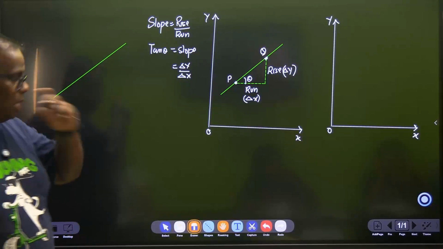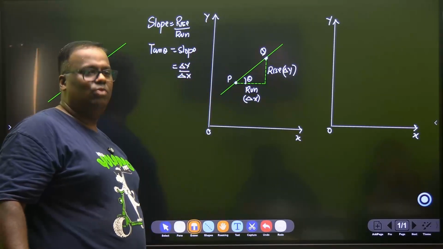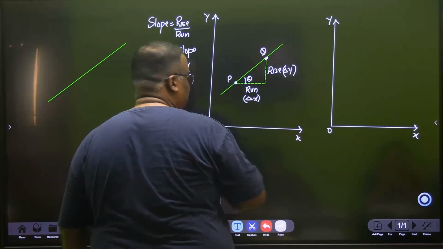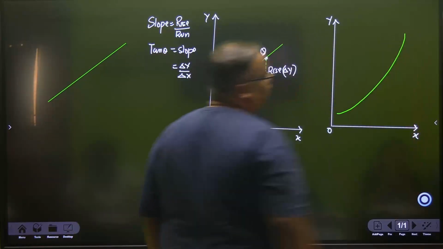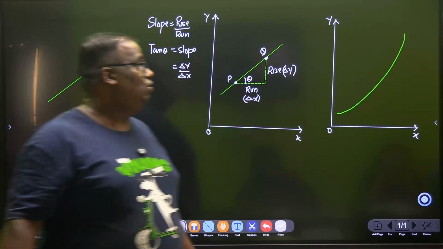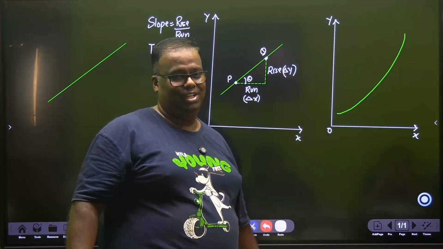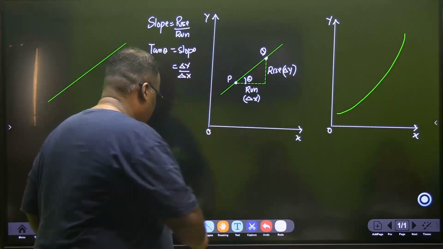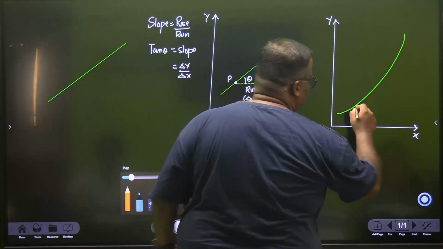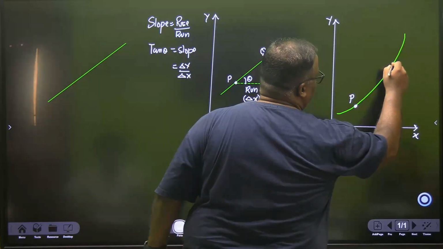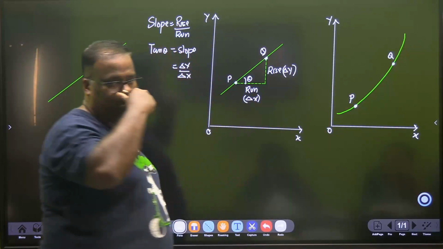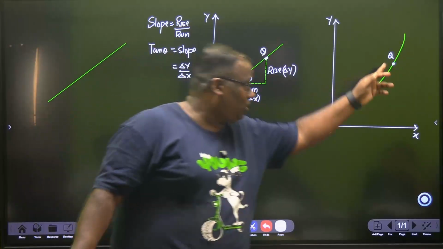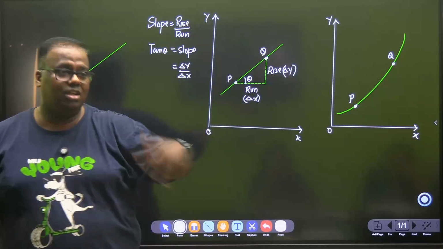Understood? All these are fine when we are dealing with a line. Now suppose I have got something like a curve out here, and I tell you, find the slope of this curve. Life becomes difficult. Find the slope. Sir, where do you want to calculate the slope? I want to calculate the slope between P and Q. Calculate the slope. So, sir, go by this approach. I can't, because this is not a line. This is a curve.